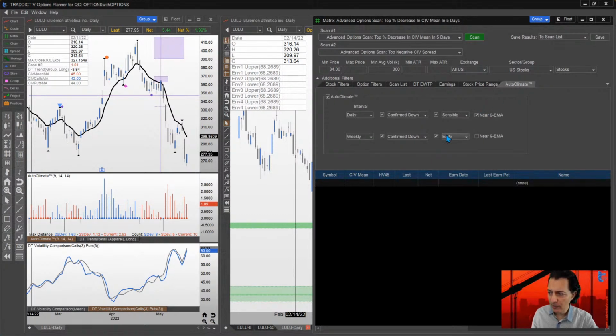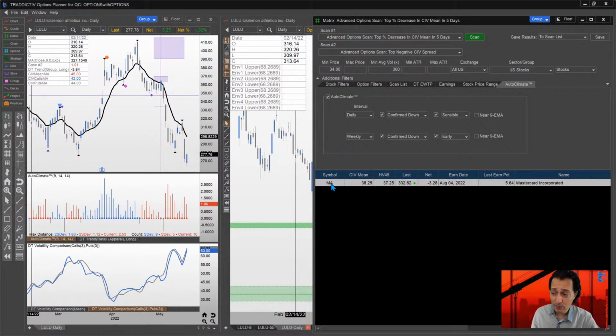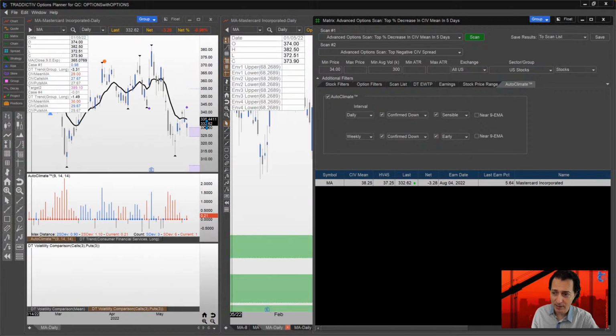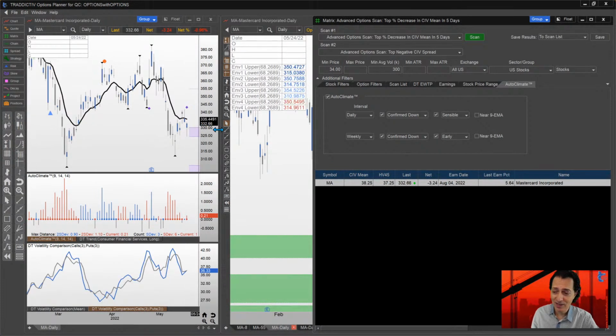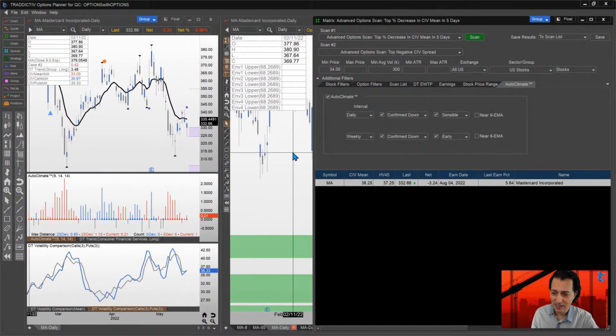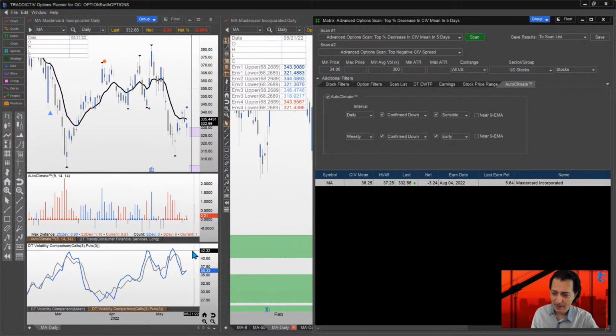So let's relax a little bit. I'm going to uncheck the 9 EMA, click scan, and now I got one. MasterCard seems to be meeting all of those conditions, but it's not too close to the EMA, which may be a problem or maybe not, depending on where it is. But to be honest, it's not that far, so it's actually pretty okay as a setup.